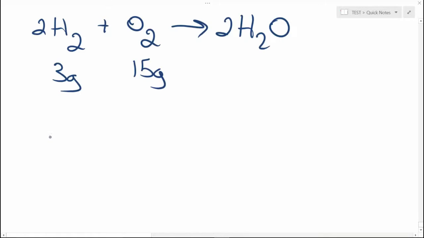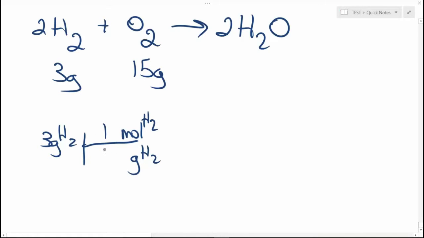So here I'm going to start with the grams of hydrogen, 3 grams of H2. And I'm going to convert that to the moles of H2, because I can't do anything with it until it's in moles. So there's 1 mole for every 2 grams. So 3 divided by 2, and I get 1.5 moles of H2.